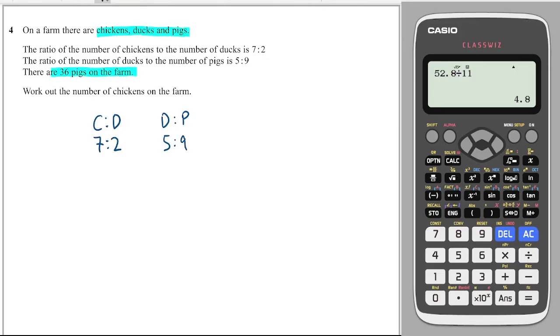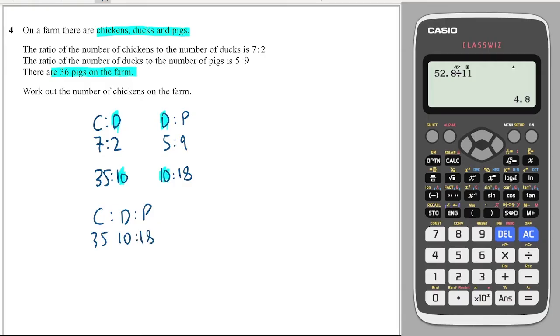What I'm going to do is I want to get these ratios the same. So if I multiply this ratio here by 5, then I'll get 35 to 10. And if I multiply this one by 2, I will get 10 to 18. The purpose of doing that is getting these two numbers the same, because these are both the ratio of the ducks. So now I can write C, D, P: 35, 10, 18.